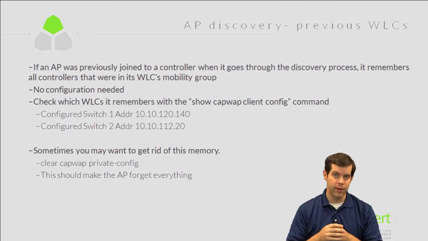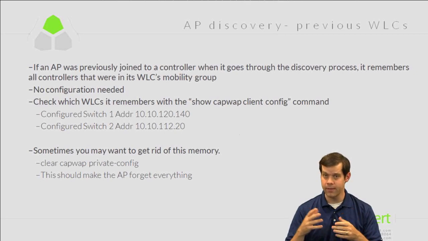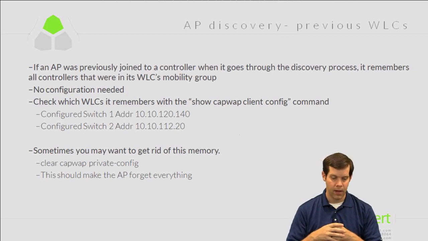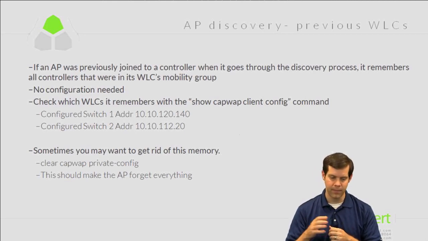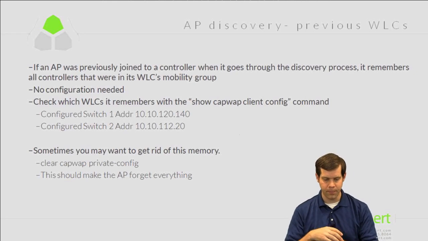With this one, there's really no configuration needed. The AP does this automatically for you. To find out what it's remembering in the CLI of the AP, you can do the show capwap client config. You have to scroll down a little bit and look for lines that start with configured switch. So switch 1, switch 2, however many it knew, and then the IP address of the switch that it's remembering, or the controller in this case.